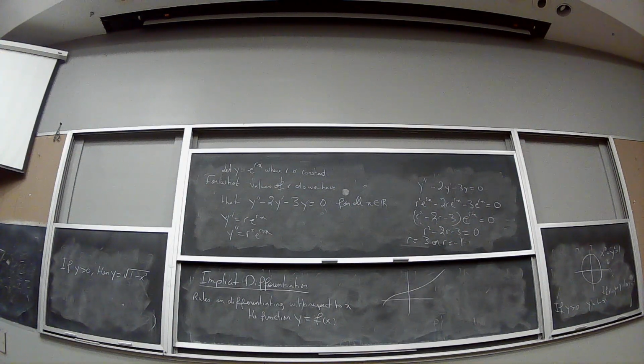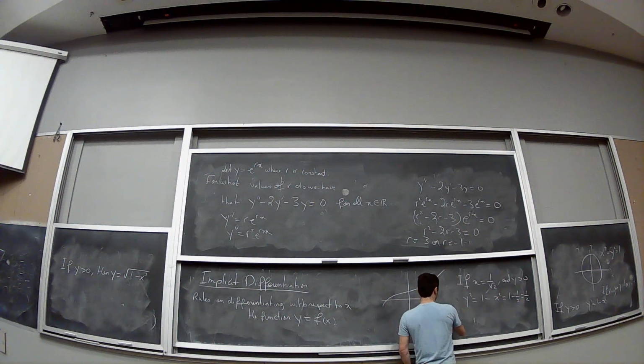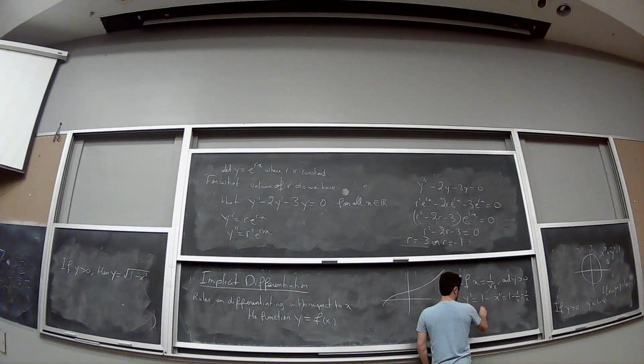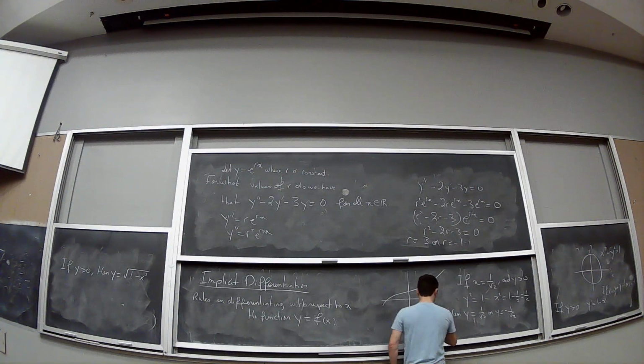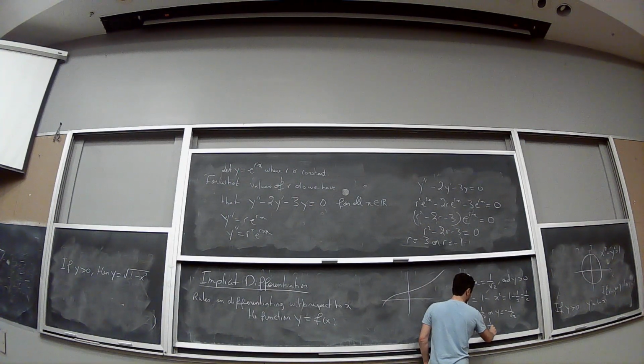Is that clear? Yeah? So if x is 1 over root 2 and y is positive, y squared is equal to 1 minus x squared, which is 1 minus 1 half, which is 1 half. Then y is 1 over root 2, or y is equal to minus 1 over root 2. Since y is positive, then y is equal to 1 over root 2.